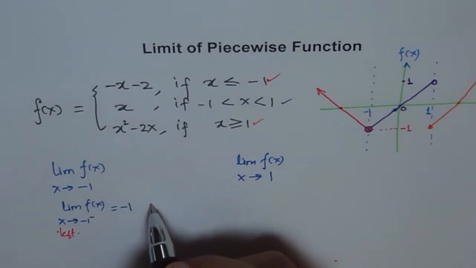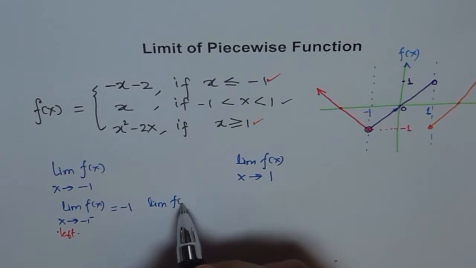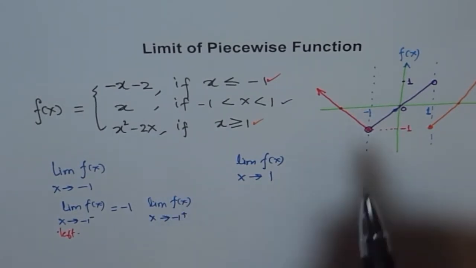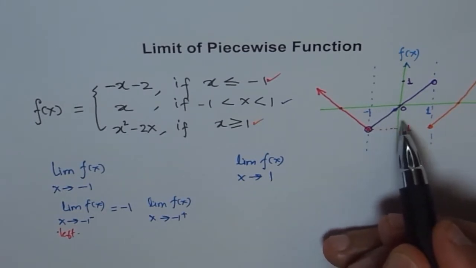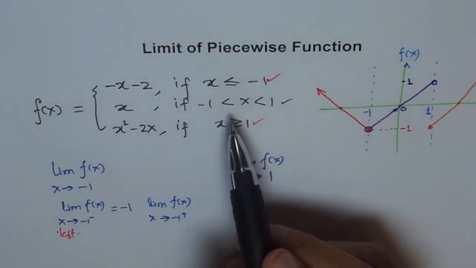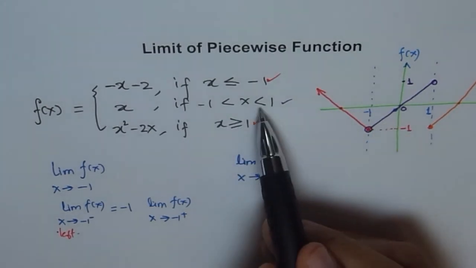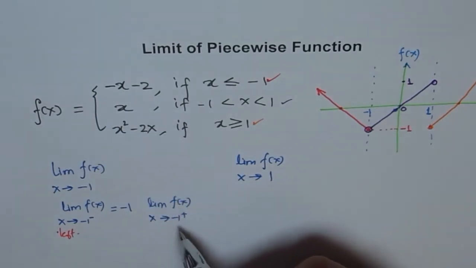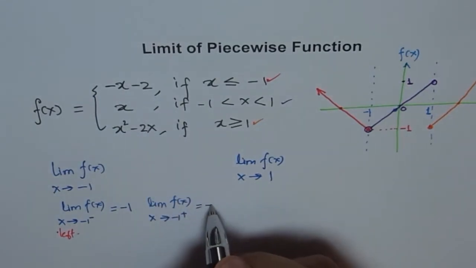Similarly, let's try to find the limit of f of x as you are approaching -1 from the positive side. That means from this side, right? So when you approach from this side, this is the relevant equation, because you're on this side, that means this part of the piece. So you are approaching a value which equals the same value, which is -1, correct?